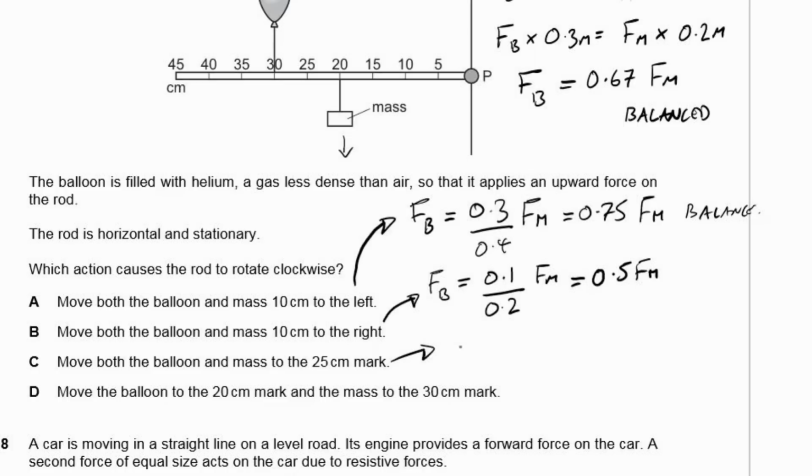Okay, finally move the balloon and mass to the 25 centimeter mark. So the force from the balloon for it to balance. So each one of these ones I'm looking at is for it to balance. Okay, so move them both to the 25 centimeters mark. 0.25 divided by 0.25 Fm, which gives us 1 times the force from the mass.